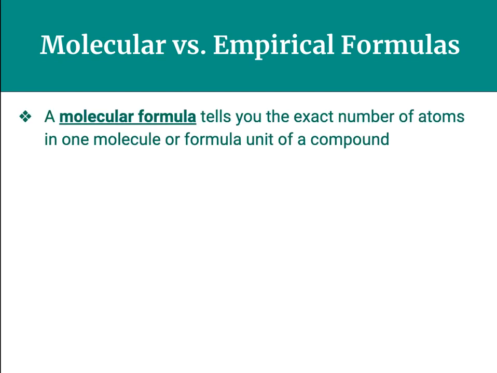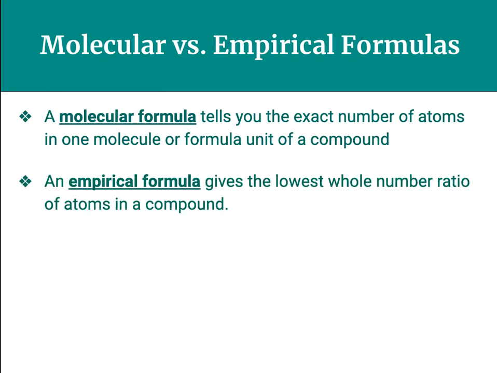A molecular formula tells you the exact number of atoms in one molecule or formula unit of a compound, whereas an empirical formula gives you the lowest whole number ratio of atoms in a compound.